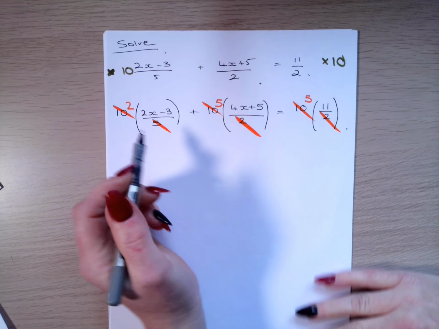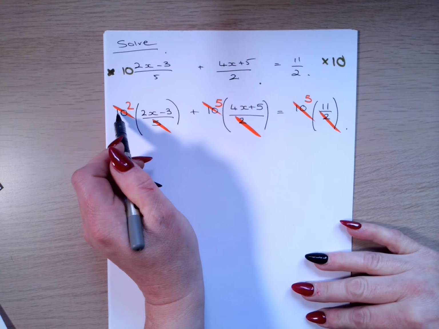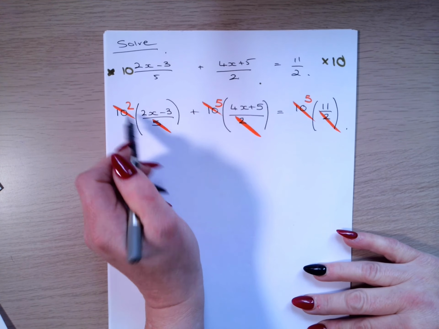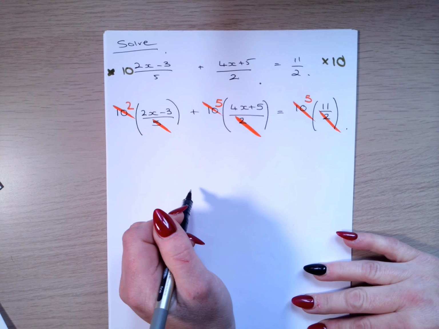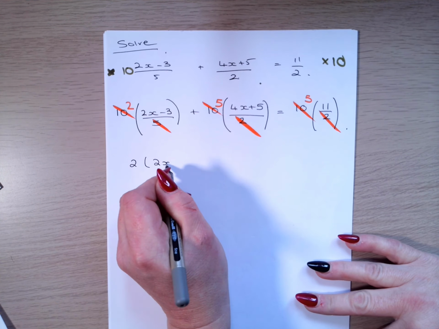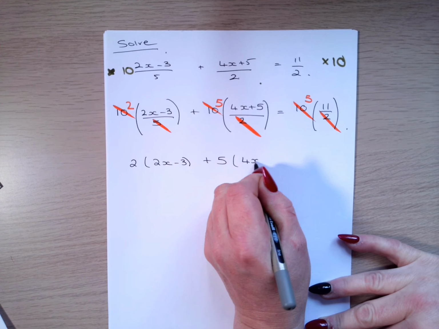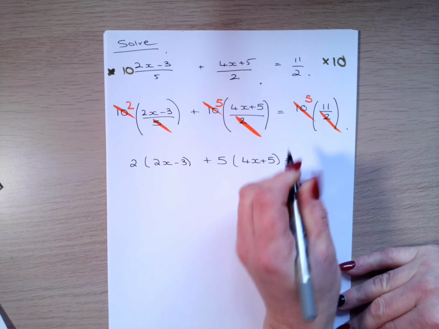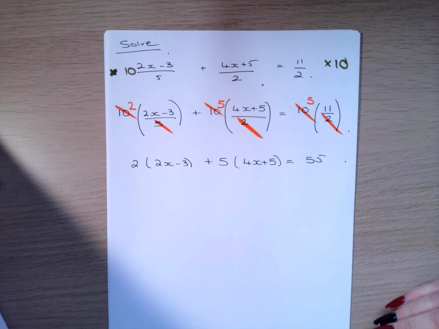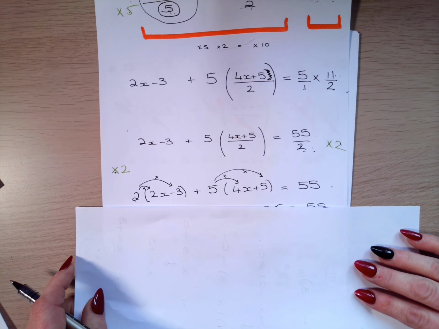So all I've done is look at this 2x minus 3 and said, well, we're dividing by 5 and multiplying by 10. If you were to do that on your calculator, multiply by 10, divide by 5 is the same as multiplying by 2. So we've now got 2 lots of 2x minus 3 plus 5 lots of 4x plus 5 equals 5 times 11, 55. Do you remember seeing that before? So we ended up with this one, didn't we?